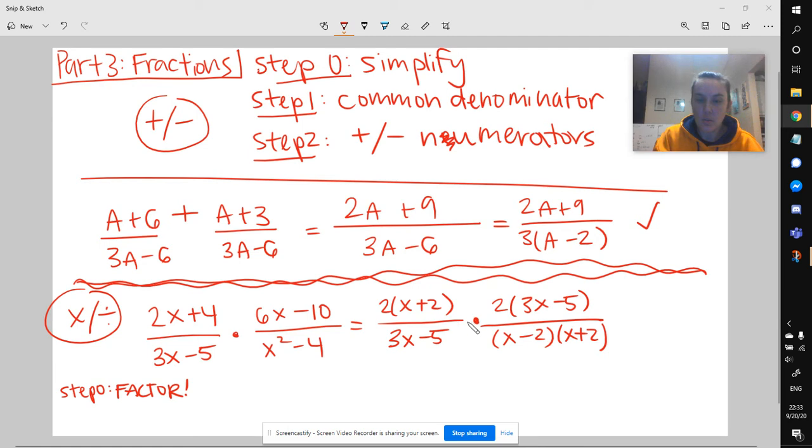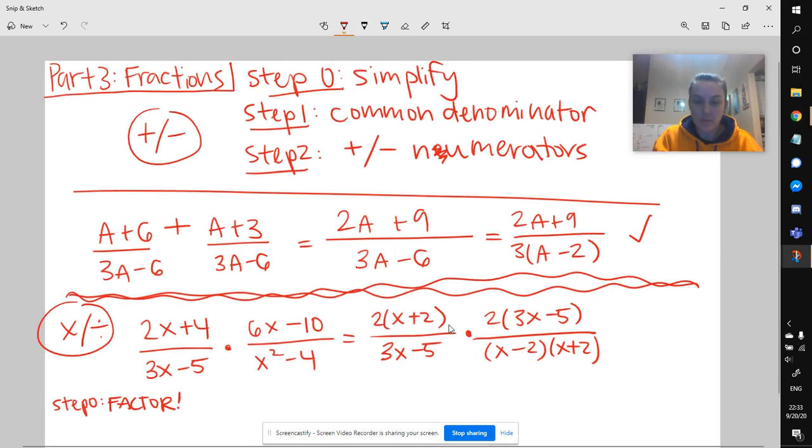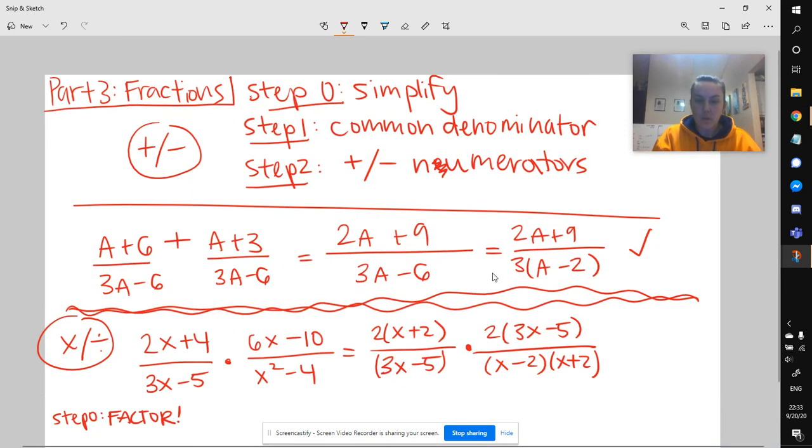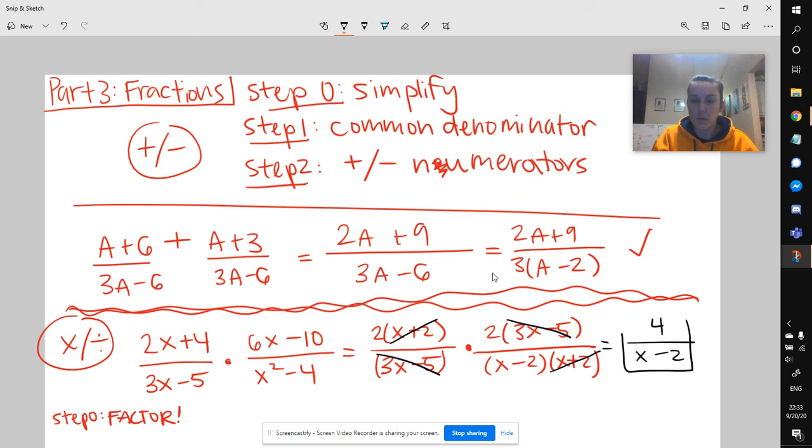Okay, so now we can simplify. We can cancel this x plus 2 factor with this entire x plus 2 factor. We can cancel this 3x minus 5 with this entire 3x minus 5. We can't cancel the 2's with the 2's because they're both on the numerator. We want to cross cancel, right? So this becomes 2 times 2 on the top is 4. And then the only thing on the bottom is x minus 2. And we are good. That's a bad box, but that's where we are.